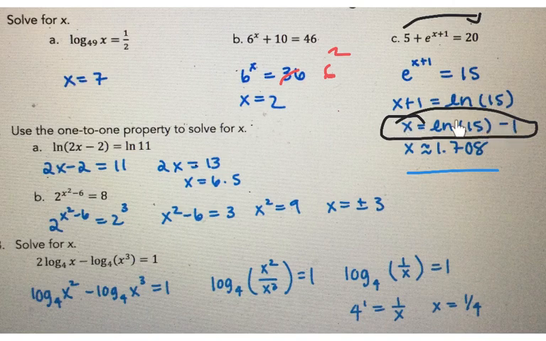Just leave it. If it asks you to round to 3 decimal places, then I would have to go to the next step. But this is where I would stop. It's right here.